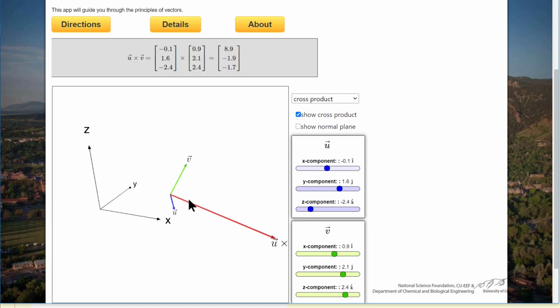So it shows the cross product, and this is, of course, in 3 dimensions. It tries to represent that here, so this normal plane might help represent what that cross product is. But vectors show up in a number of applications, so it's good to have an understanding of their behavior and how to do these calculations.